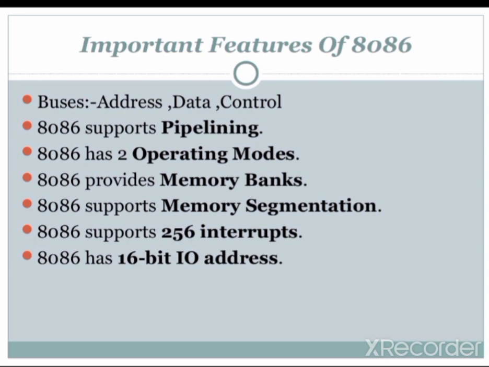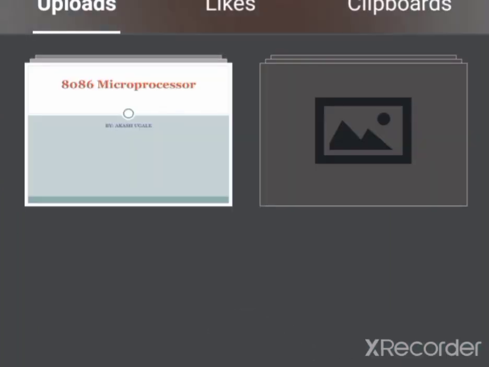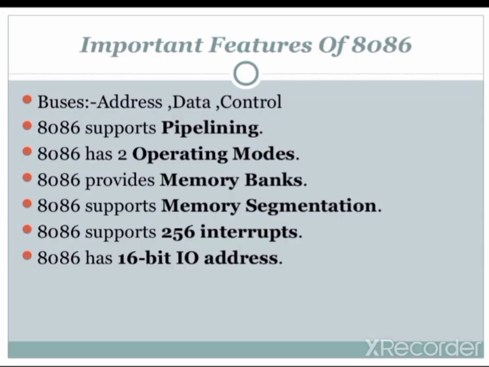means it can process 16-bit data. Then it consists of 29,000 transistors, HMOS type. It operates on a 5-volt DC supply. It is available in a 40-pin IC. So it provides 256 types of vector software interrupts.